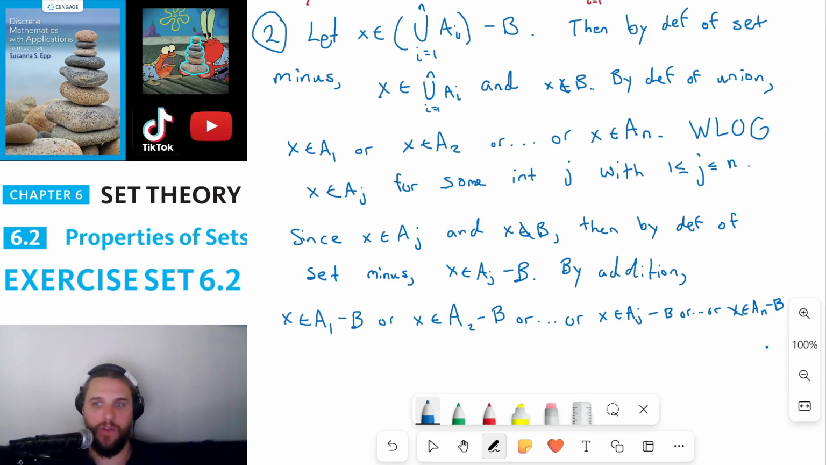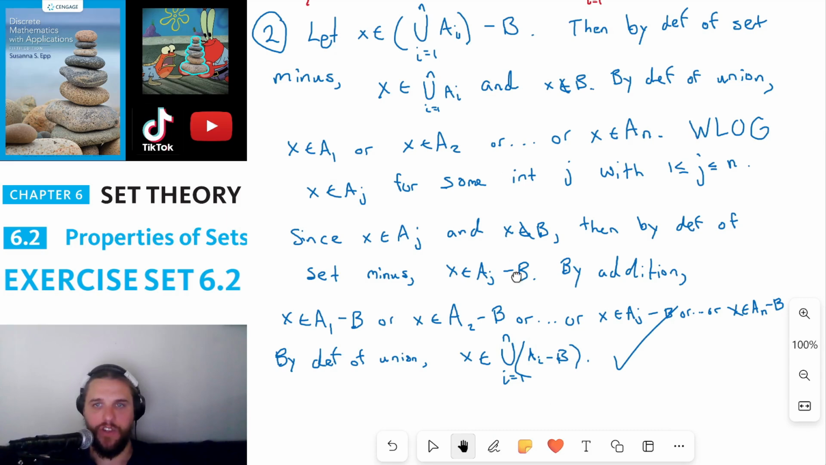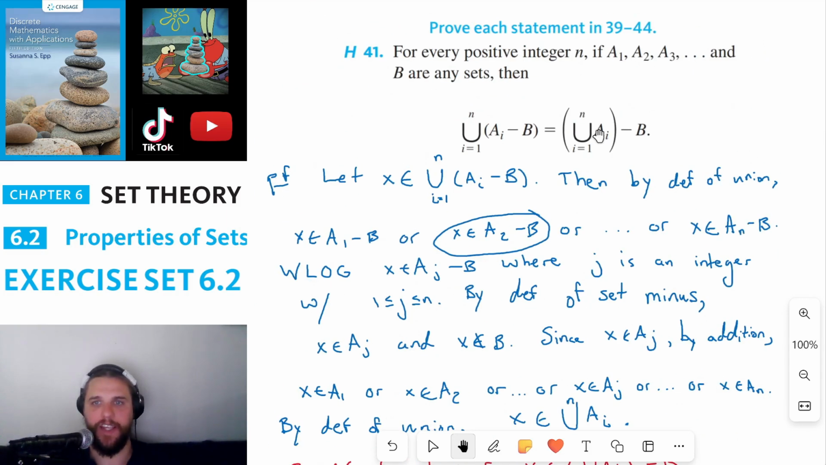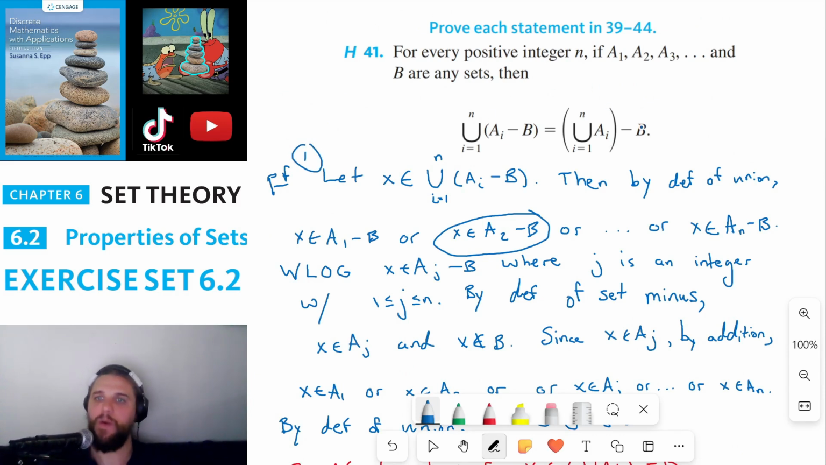But then we can use the definition of union to say that x is an element of the union from i equals 1 to n of A_i minus B. And that's what we wanted to show. So that proves that the second set is a subset of the first set. So we started by proving that the first set is a subset of the second set, and then we proved that the second set is a subset of the first set, which means that both of these sets are equal to each other by definition of set equality.